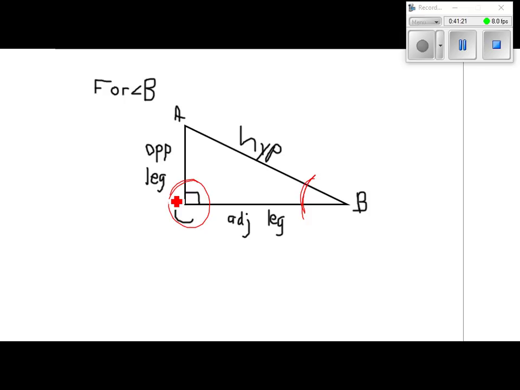Nothing, because we don't ever deal with the right angle. Remember me saying that a few minutes ago. Don't deal with the right angle. Don't label the triangle according to the right angle. The only thing that gets labeled according to the right angle is the hypotenuse.